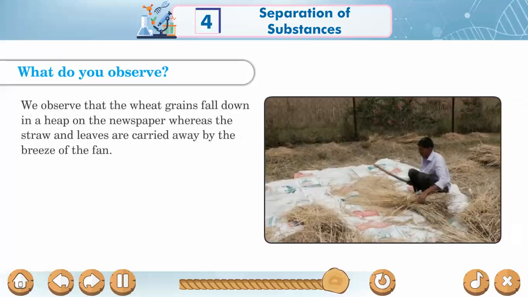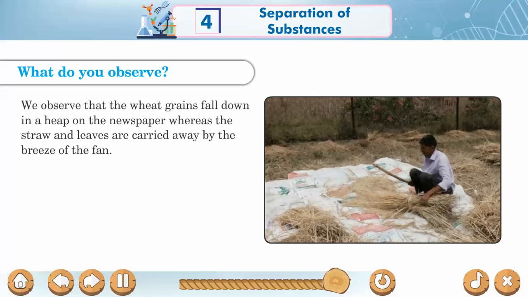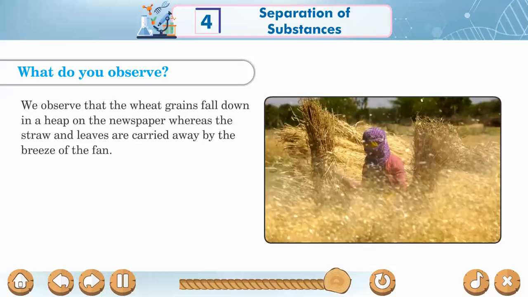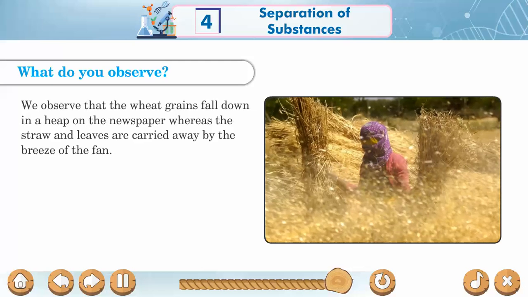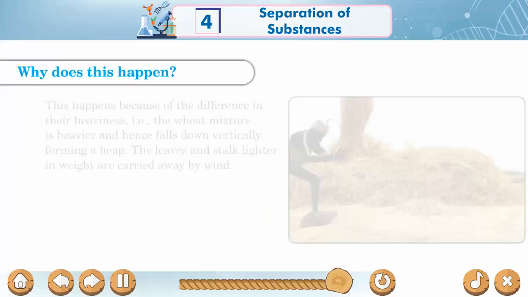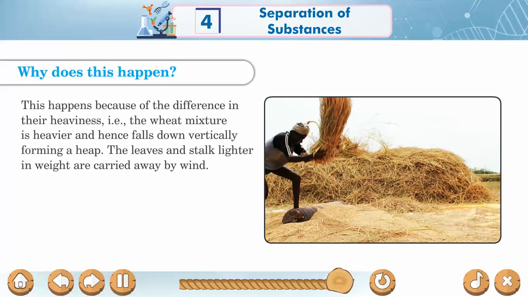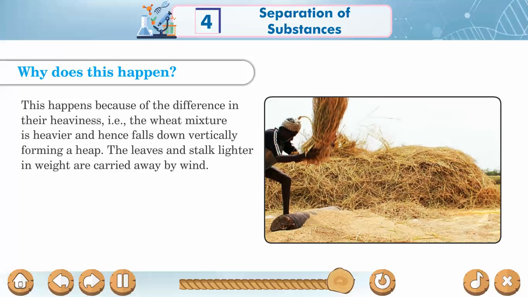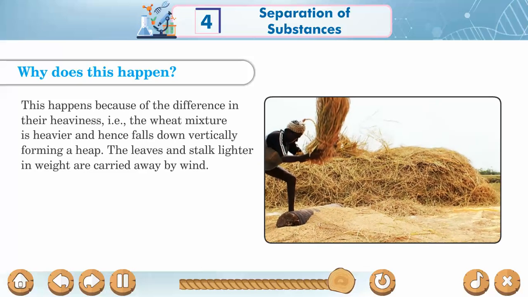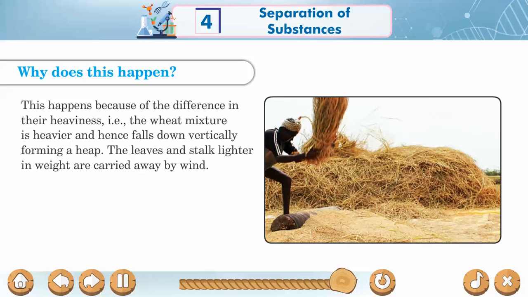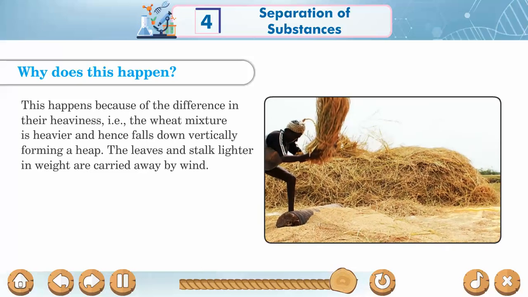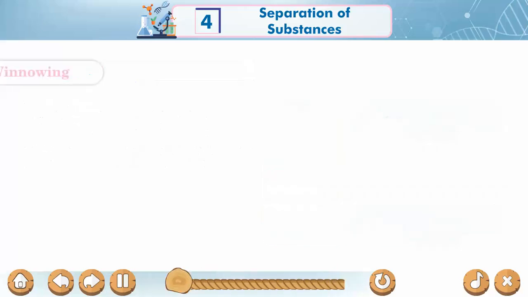What do you observe? We observe that the wheat grains fall down in a heap on the newspaper, whereas the straw and leaves are carried away by the breeze of the fan. Why does this happen? This happens because of the difference in their heaviness, that is, the wheat is heavier and hence falls down vertically, forming a heap. The leaves and stalk, lighter in weight, are carried away by the wind.